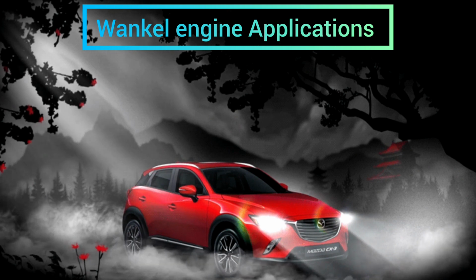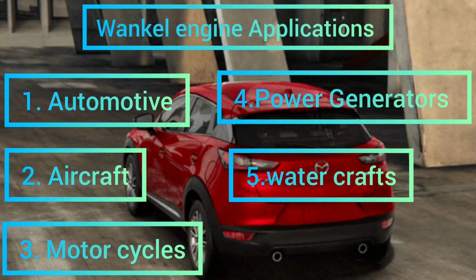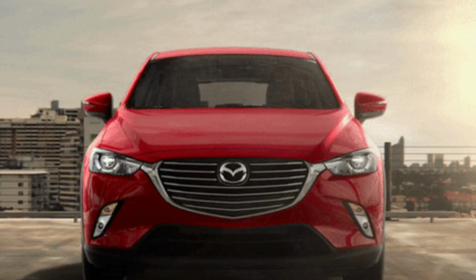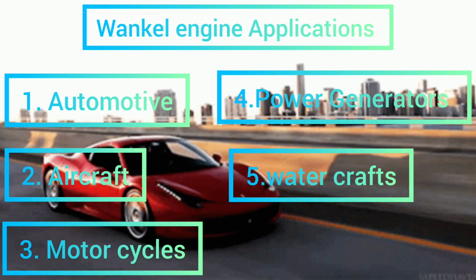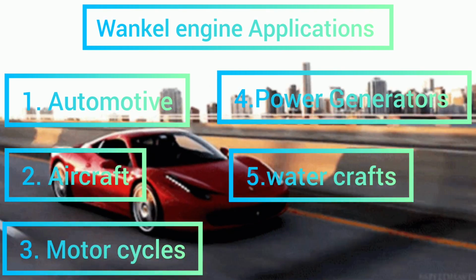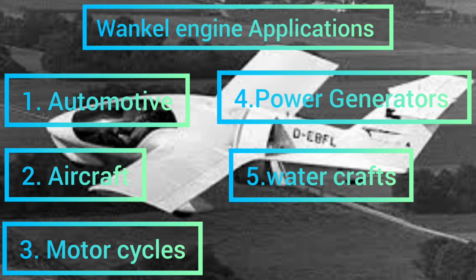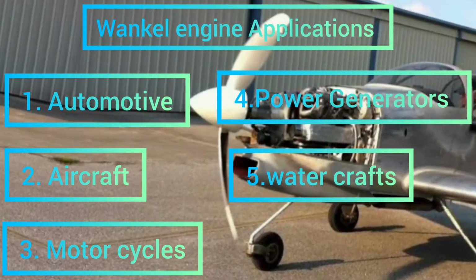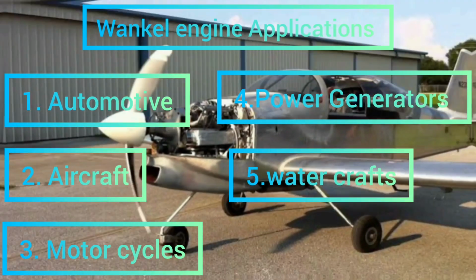Wankel engine applications. The Wankel engine has several applications, although it's less common than traditional piston engines. Some of its applications include 1. Automotive. Mazda is one of the most well-known manufacturers to use Wankel engines in their vehicles. These engines are known for their compact size and smooth operation, which can be advantageous in sports cars and certain specialty vehicles. 2. Aircraft. Wankel engines have been used in small aircraft, particularly in experimental and ultralight planes. They offer a high power-to-weight ratio, which can be valuable in aviation.